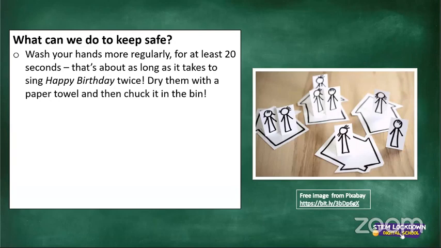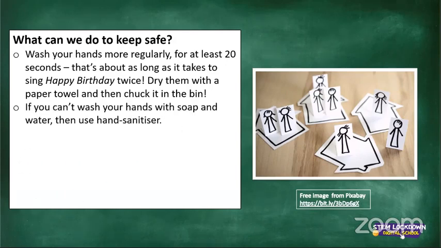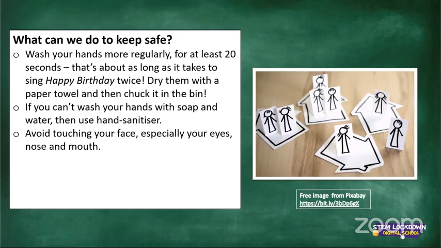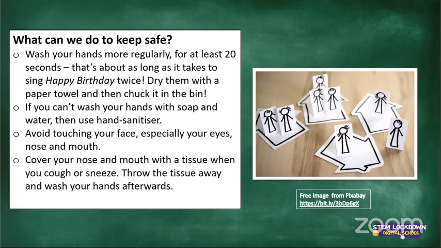That's about as long as it takes to sing happy birthday twice. Dry them with a paper towel and then chuck it in the bin. If you can't wash your hands with soap and water, then use hand sanitizer. Avoid touching your face, especially your eyes, nose, and mouth. And these are all good things to do even to avoid flu. Cover your nose and mouth with a tissue when you cough or sneeze. Throw the tissue away and wash your hands afterwards. Stay at home. And let's go on.